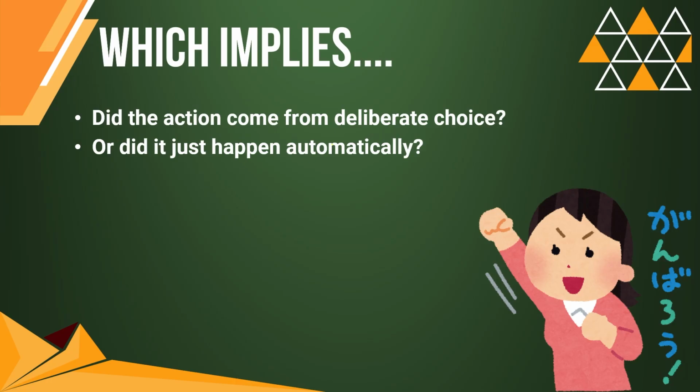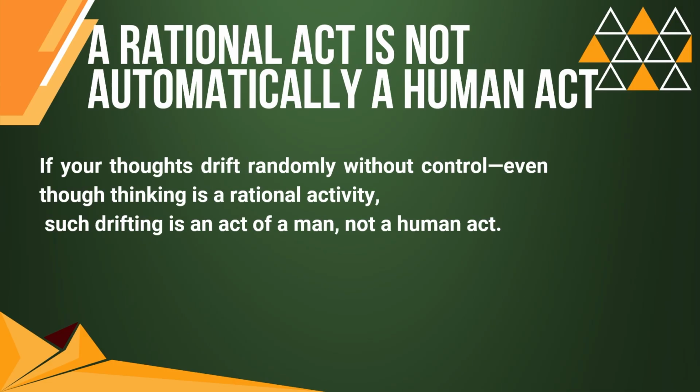Okay, so again, did the action come from a deliberate choice, or did it just happen automatically? Now, we see that we need to clarify some confusions which may come up here. First and foremost, a rational act is not automatically a human act. Let's take an example. If your thoughts drift randomly without control, you say that thinking is a rational activity, right? So, such drifting comes under the purview of act of man and not a human act.